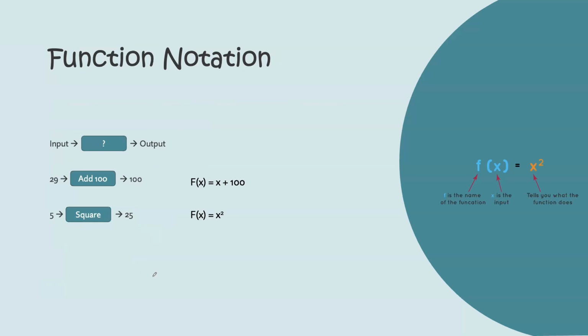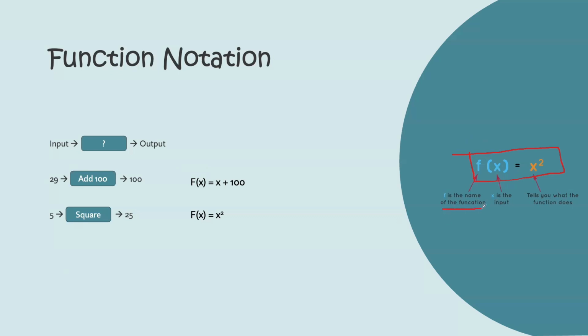But our function notation, if we look at this right-hand side here first, we have something called f of x is equal to x squared, right? That's an example of function notation. Now, if we pull that apart and deconstruct it, let's have a look at what this means, okay? So we've got the letter f here, and f stands for the name of the function, right?